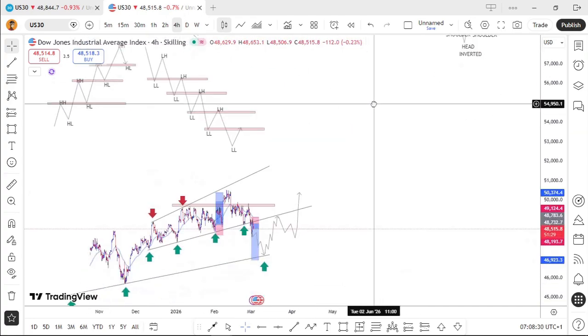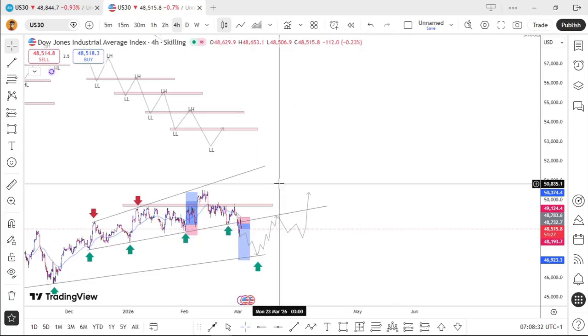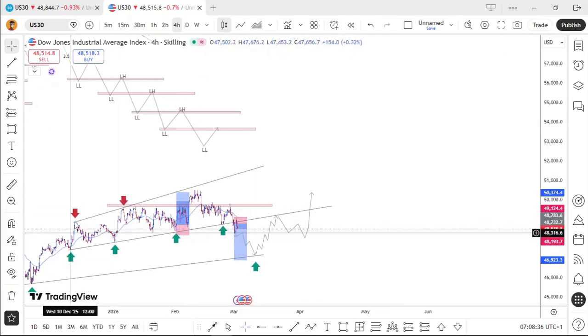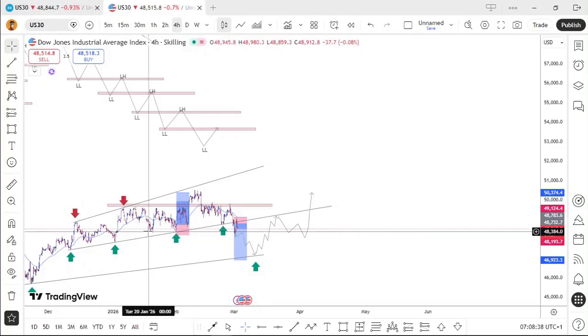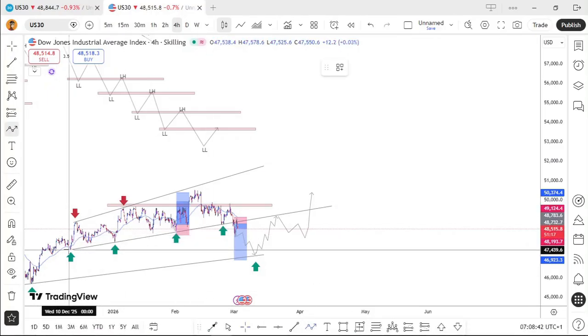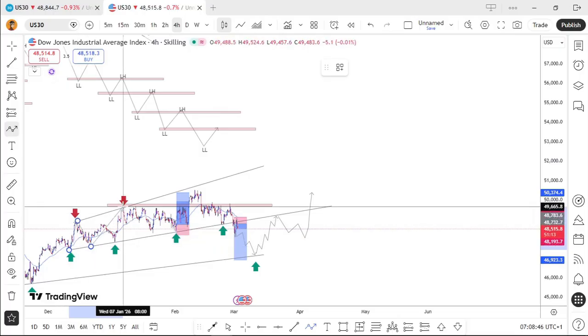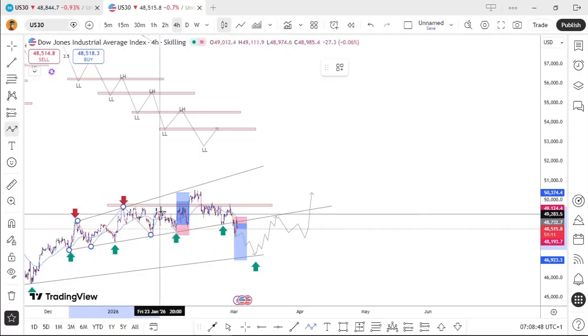When you come to the chart and pay attention, you can see those movements in the market.